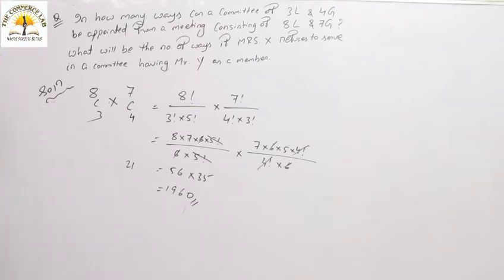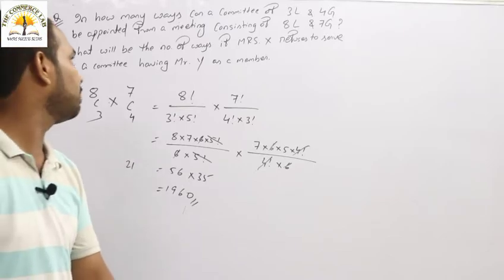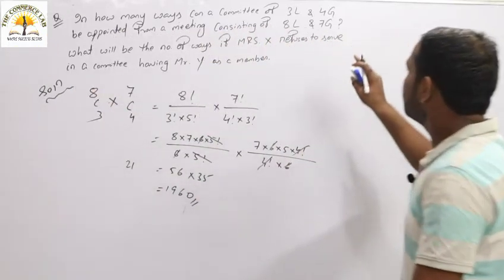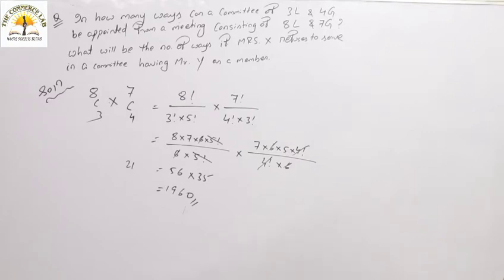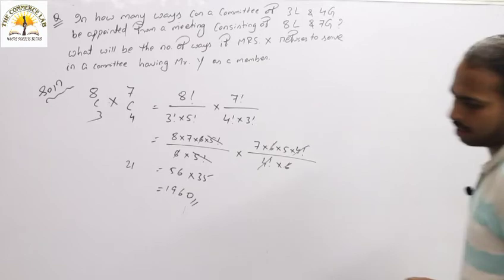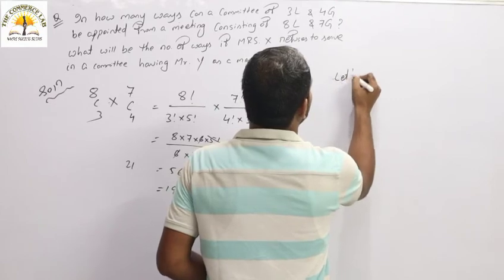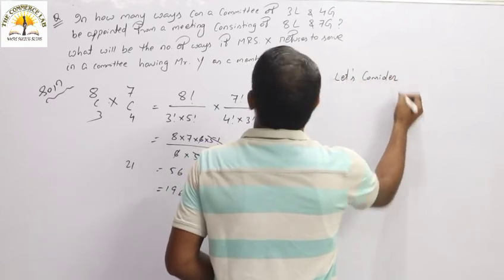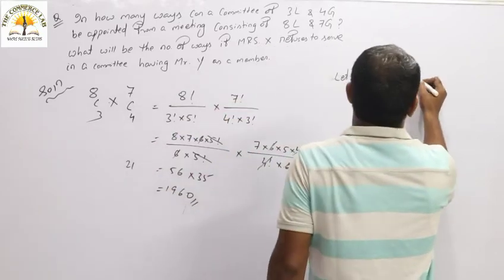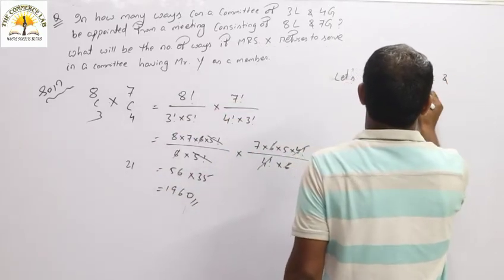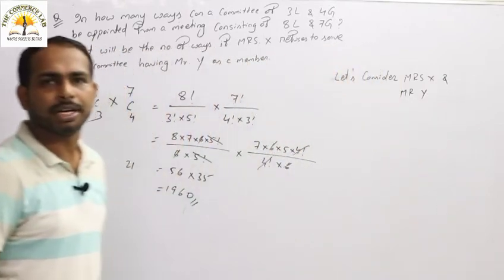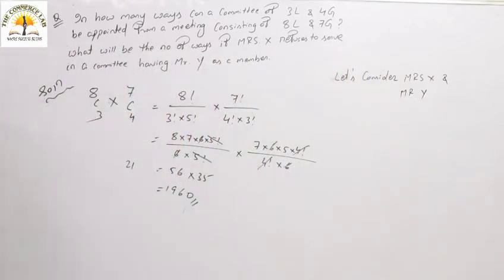What is told? What will be the number of ways if Mrs. X refuses to serve in a committee having Mr. Y as a member? Mr. Y is a member. Let's come for the part. Let's consider Mrs. X and Mr. Y as members of the committee. Mrs. X and Mr. Y as members of the committee, right?